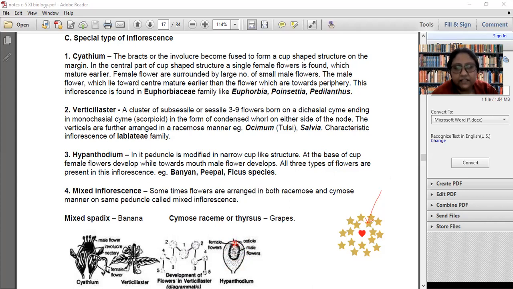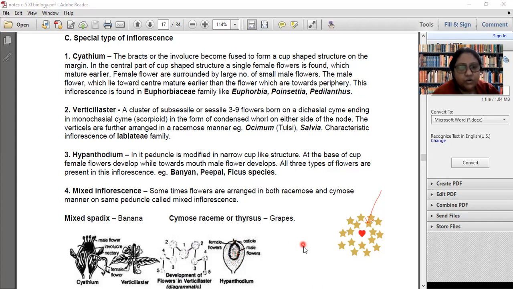Okay, in cyathium the cup-like structure is formed by bracts. Here it is formed by the peduncle. So here at the base of this cup, the female flower is present at the tip of the cup and male flowers are present at the base. Apart from that, all these types of flowers are staying together encased in a cup-shaped structure.